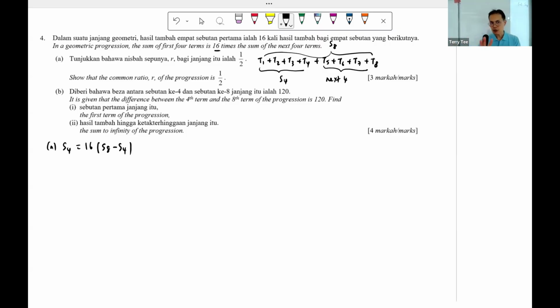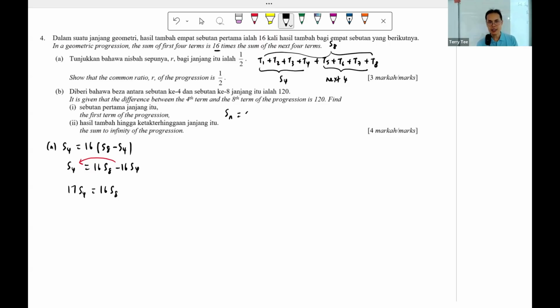Now, the next thing is, I'm not going to sub in the formula first because it's going to look more complicated. Let us multiply the 16 inside. 16 S8 minus 16 S4. So this 16 S4, I transfer to the left. I plus 1. 16 plus 1 is 17 S4. This is 16 S8.